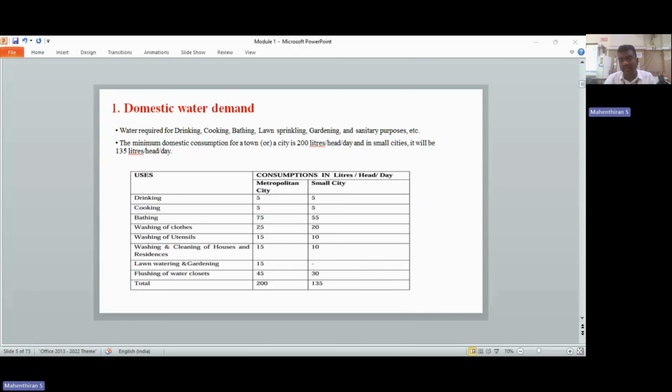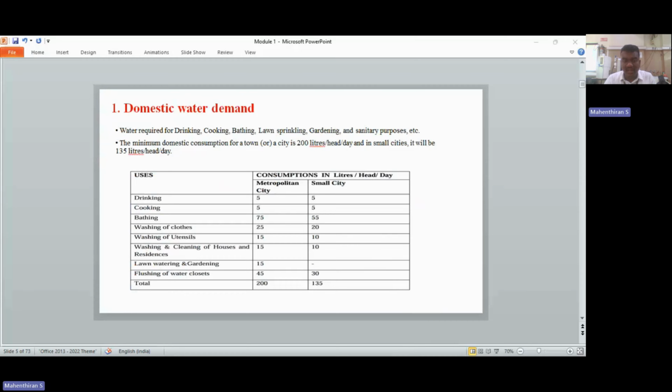When you look into the washing and cleaning of houses, in metropolitan cities, it is 15 liters, whereas in small cities, it is 10 liters. That is because urban households often use more water for floor cleaning and maintenance of larger living spaces.